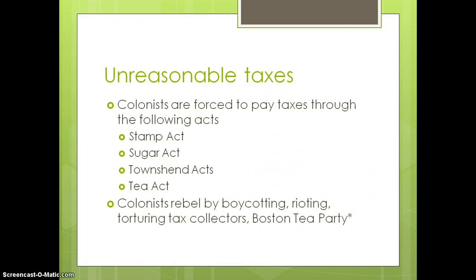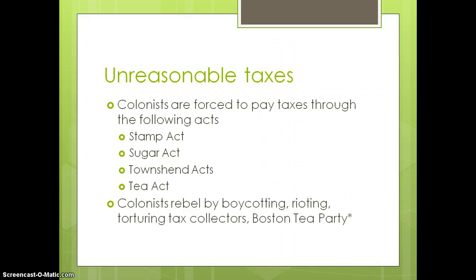And because the colonists are forced to pay these taxes, they do what most people would probably do in that situation. When you are forced to do something, you begin to rebel. And they rebelled by ways called civil disobedience. Things like boycotting and rioting. Harsher civil disobedience such as torturing tax collectors, not just like the way your little brother or sister tortures you by annoying you. This was actually bringing physical harm to the tax collectors.